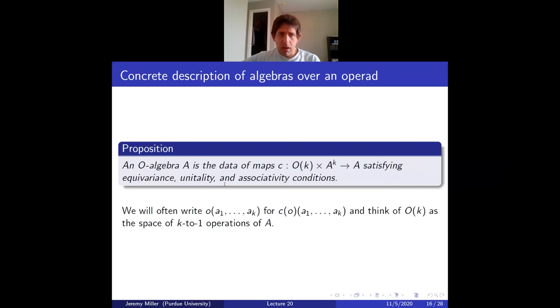Okay. And there's a proposition that says there's an alternate definition: an O algebra can be described as the data of maps from O_k cross A^k to A, satisfying certain equivariance, unitality, and associativity conditions. So similar to the definition of an operad. And we're going to view O_k as the space of k-to-1 operations of A. That's sort of why we use the word arity.